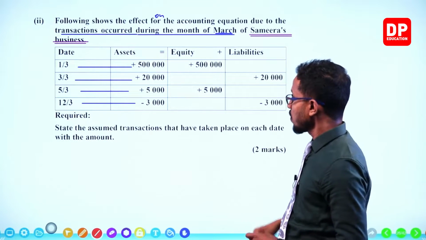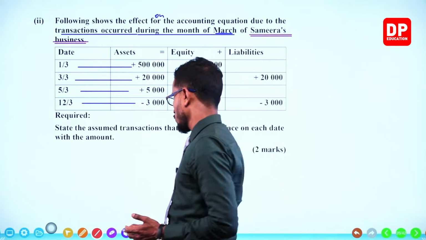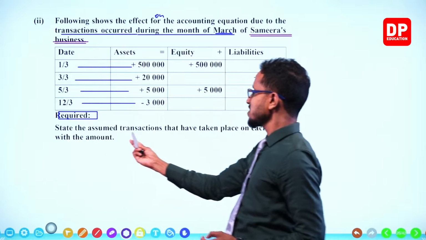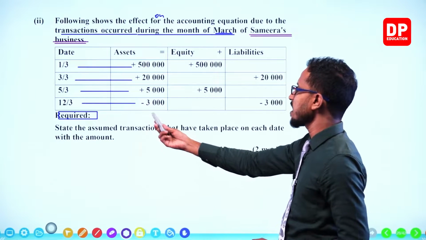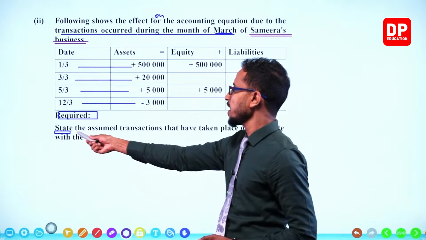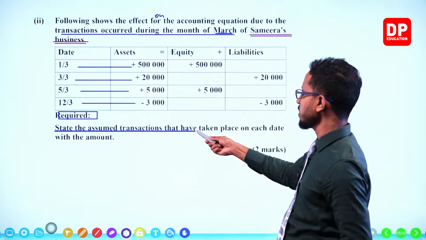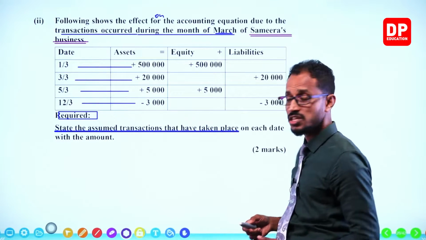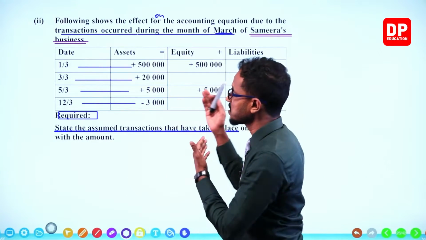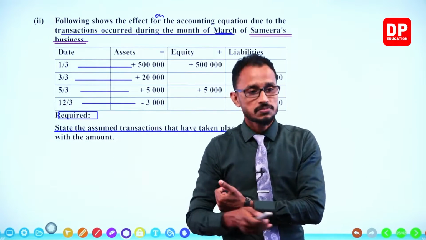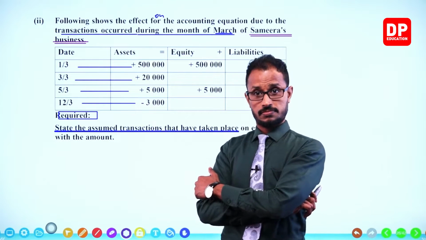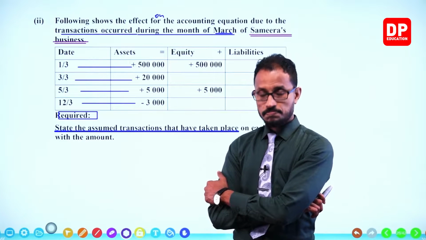Got it? What are we required to do? Required part. State the assumed transactions. What are they asking? You have to guess the transactions which have taken place on these 4 days. You have to guess the transactions. Write the transactions in words.